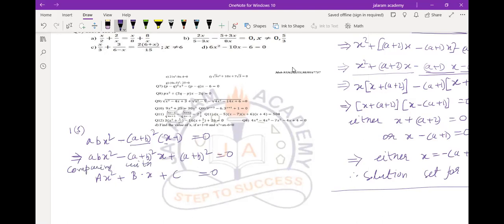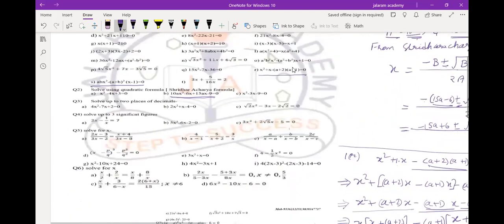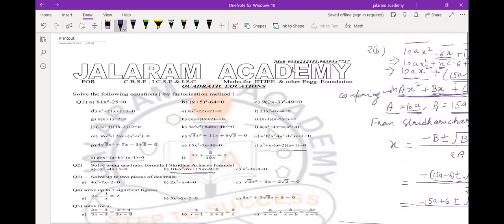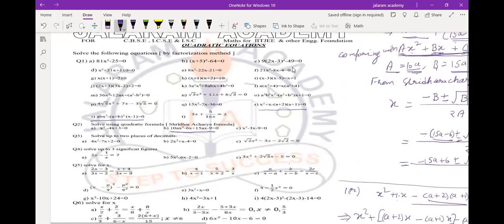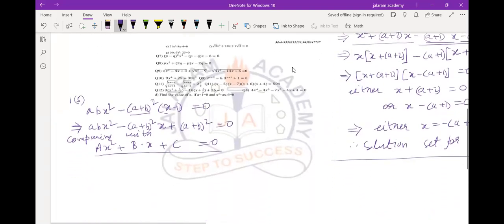So we have to compare it with ax square plus bx plus c equals 0. Sir, we have to solve by the factorization method. Yes, we have to solve by factorization method only. So what is your problem?